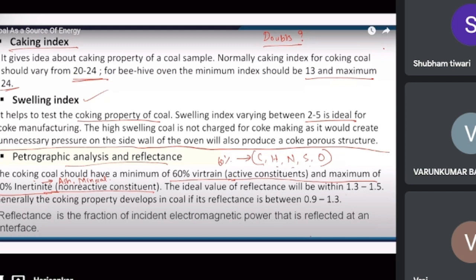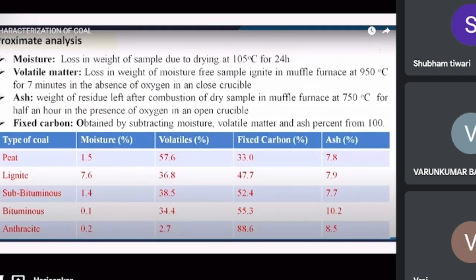The ideal value of reflectance will be within 1.3 to 1.5. And if the coal develops a coking property, then its reflectance can be between 0.9 and 1.3. Reflectance is the fraction of incident electromagnetic power that is reflected at an interface. So these are just some of the properties that we use to evaluate the coal that is found in our country or worldwide for that matter. Even here, I didn't go through all these properties, just giving you two or three examples of these properties.